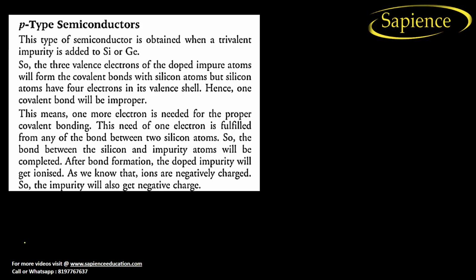Now we will discuss the p type. P type means there will be a positive charge. So again, you need to draw it. Let us try to understand.